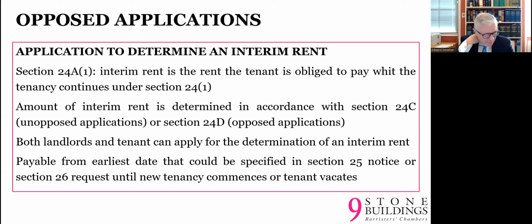The 2004 amendments made by the 2003 order introduced various formula for the calculation of an interim rent, which not confused, but complicated the matter somewhat. In an opposed application, the interim rent will be determined under section 24 big D, and it's the rent which is reasonable for the tenant to pay while tenancy continues under section 24. And in determining that, the court must have regard to the terms of the current tenancy and the rent payable under the subtenancy of any part. And apart from that, section 34 applies.